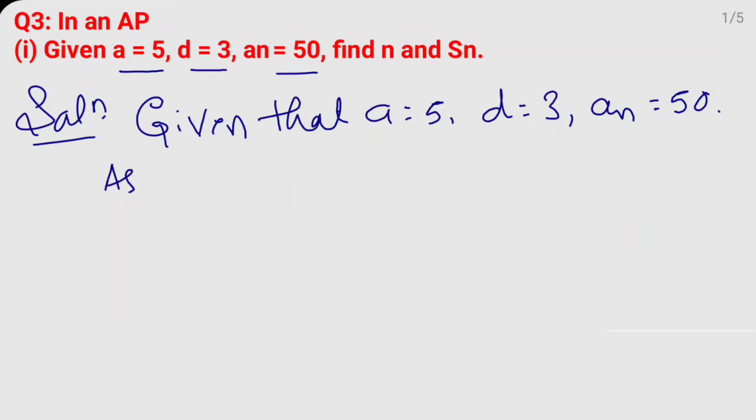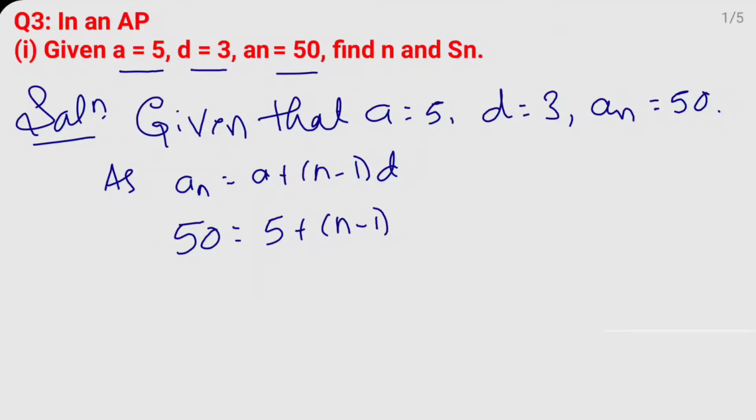So as we know the formula, an equal to a plus n minus 1 into d. So here we have an value, so substitute, that is an is 50 and a value, that is 5, plus n we don't know, keep as it is, and common difference also they given, that is 3. So here the missing term is n, so we can find out easily, right? So here 50 as it is, this 5 comes in LHS side, it becomes a minus, and this equal to n minus 1 into 3 as it is.